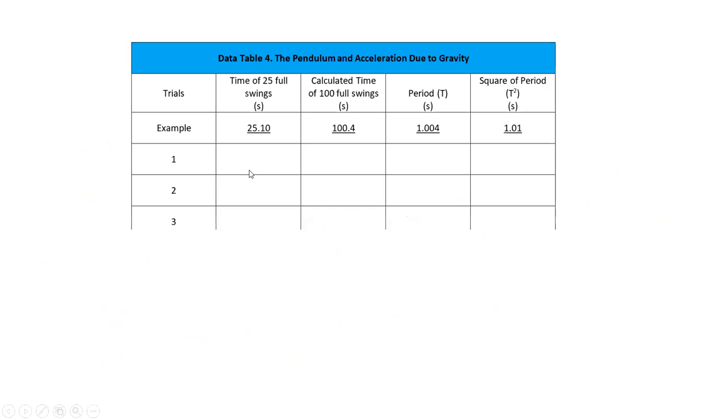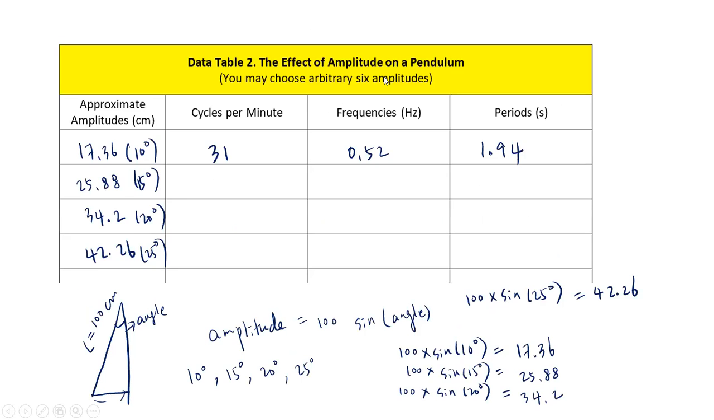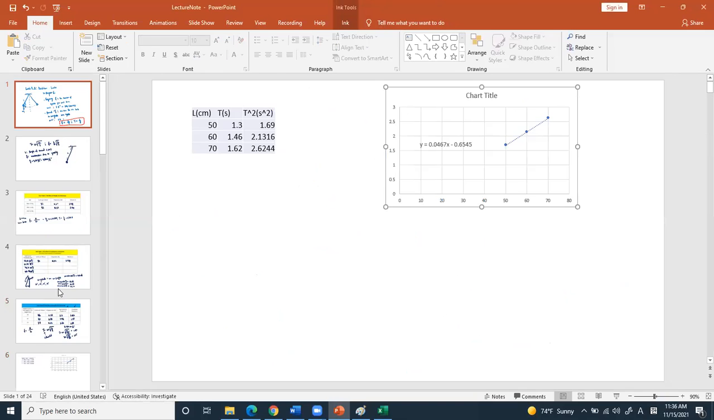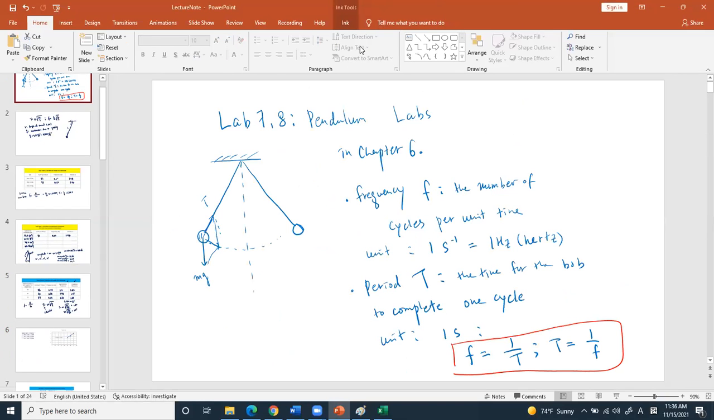Then the next one, you can do by yourself: the time of 25 swings. That's all. I think the rest can be done by yourself. And thank you for watching this video. I'm going to close this explanation here. And that's all.